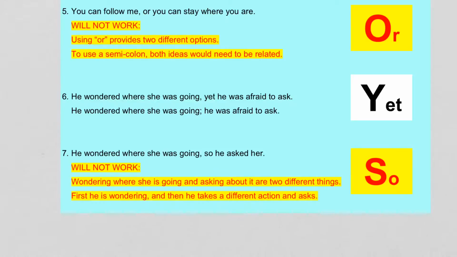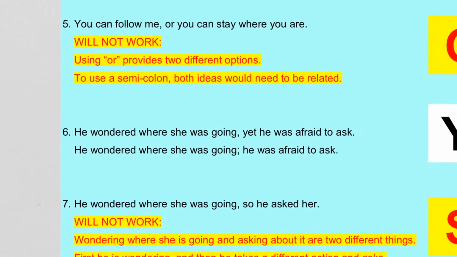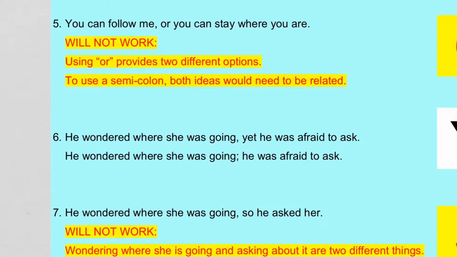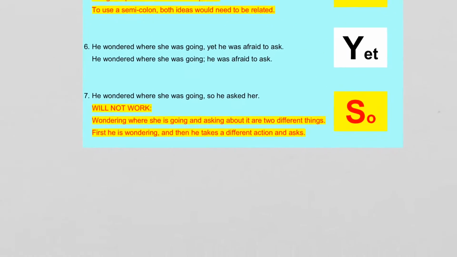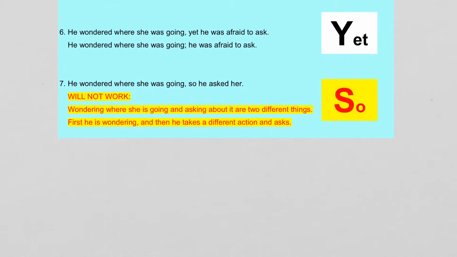Let me read this example. You can follow me, or you can stay where you are. So either the person goes one way or another way. It's not like the person is doing something and then at the same time they could do something else. It's either one or the other. So that's why the semicolon would not work. We would say that the ideas are not related.